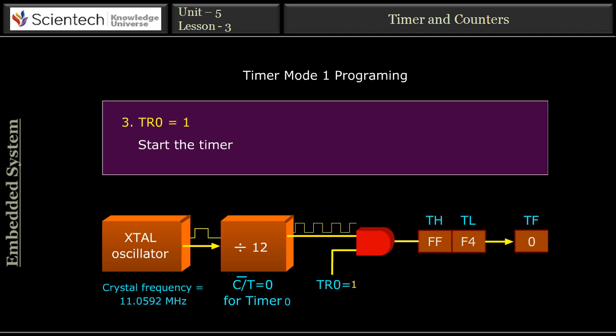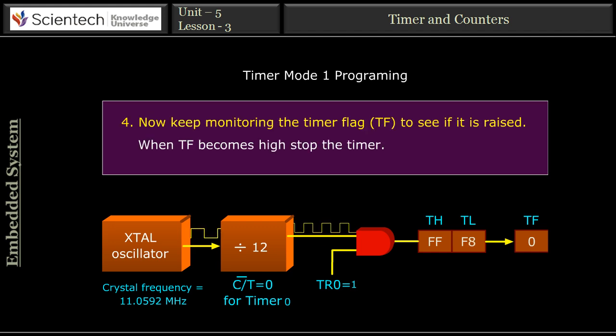TR0 equals 1, that is, timer 0 starts. When the value of TR0 is 1, timer 0 starts, and when the value of TR0 is 0, the timer stops. Now keep monitoring the timer flag, TF, to see if it is raised. When TF becomes high, stop the timer.